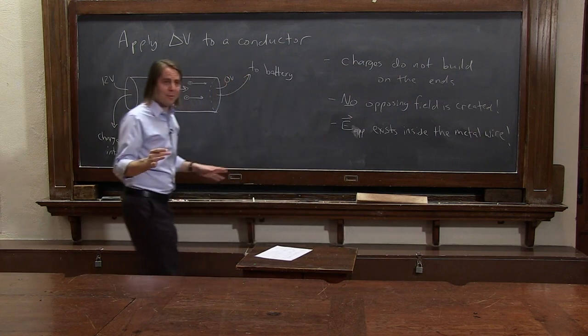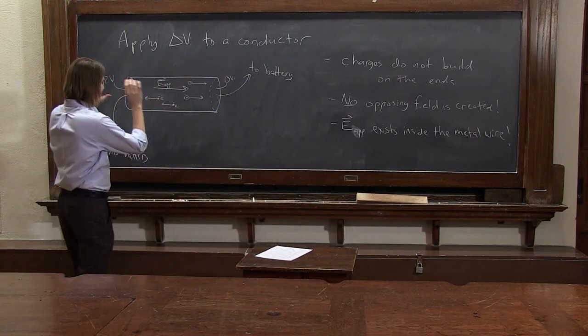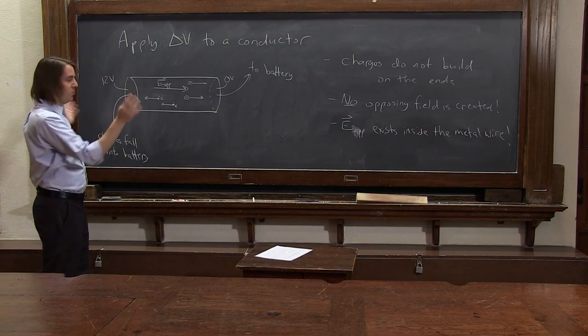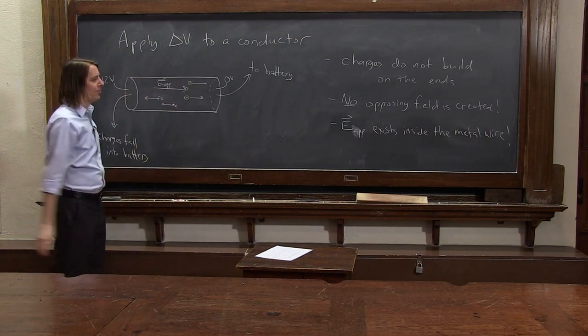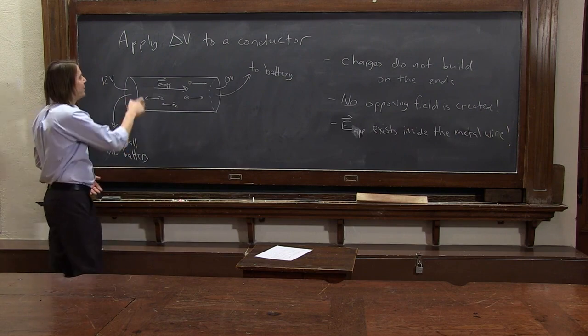Completely the opposite of what we learned about before. Before we said if you put this in just a uniform electric field, charges will move, E field will go to 0. Now we're saying that doesn't happen because the charges can't build up and create an electric field. You'll still have a potential drop.